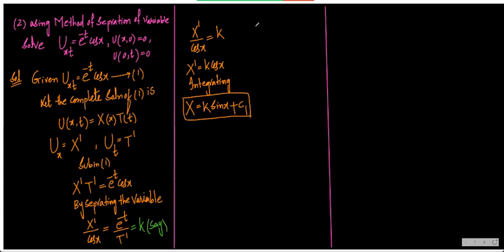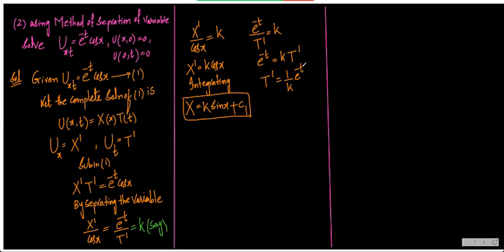Similarly, deal with the second case, that is e to the power of minus t divided by t dash is equal to k again. Now cross multiply: e to the power of minus t is equal to k into t dash. Now once again, can I write it like this? t dash is equal to, this will go to that side, so it will be 1 by k into e to the power of minus t.